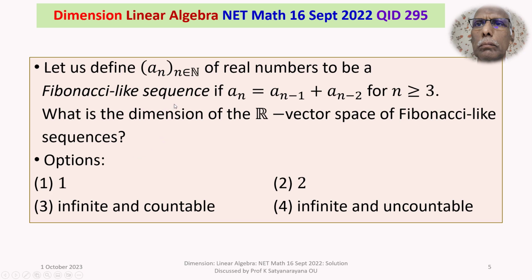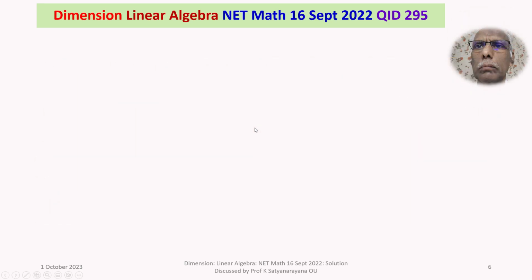Here is given the definition of a Fibonacci-like sequence. A sequence a_n, n belongs to N, is called a Fibonacci-like sequence if the nth term is equal to the sum of the previous two terms, that is a_{n-1} plus a_{n-2} for n greater than or equal to 3, and we are required to find the dimension of the vector space of all Fibonacci-like sequences over the real field R. We now discuss the solution of the problem in detail.